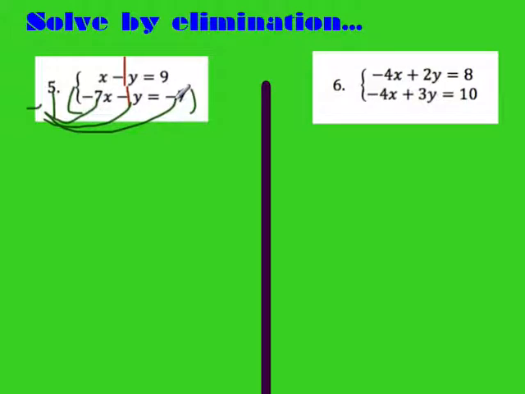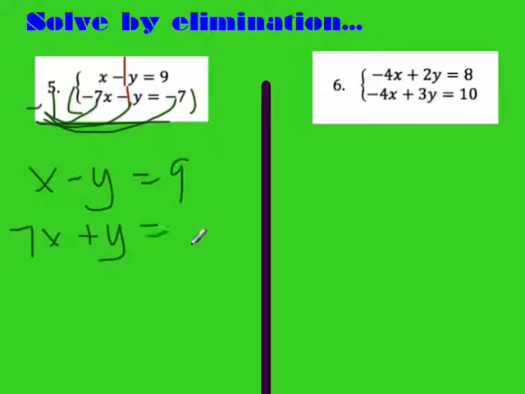Okay, so then what I have is x minus y is equal to 9. And then this second equation, I'm going to change all of my signs, including the sign that's on the other side of the equal sign. Okay, so now I notice that here and here I have the same number with opposite signs.